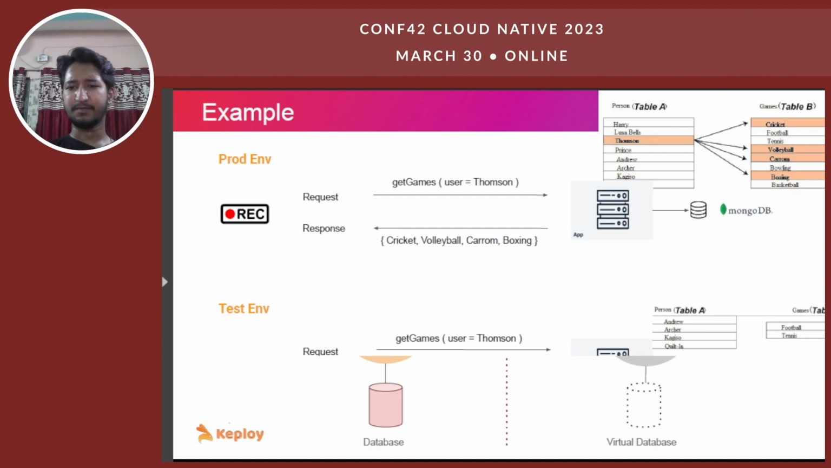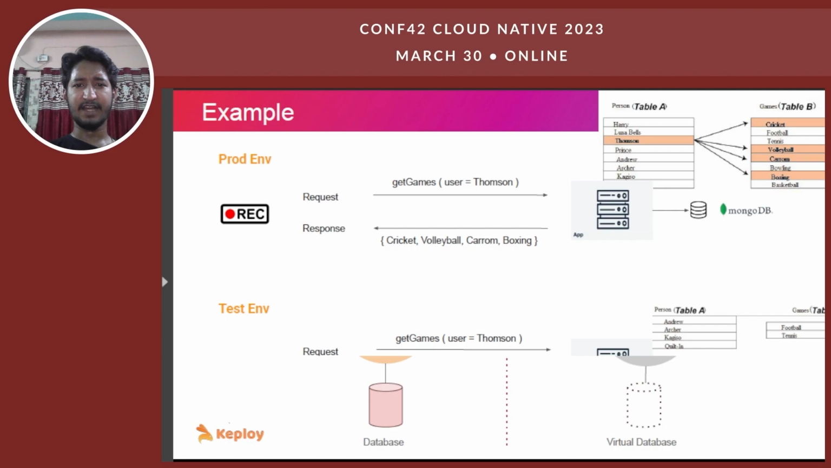So to give an example, let's say in an application, if we request an API with a particular user, it returns what sports that particular user plays. So the user is Thompson and we got the response as cricket, volleyball, carom and boxing. So in this case, we have the application talking to MongoDB, which has all of the relevant data.